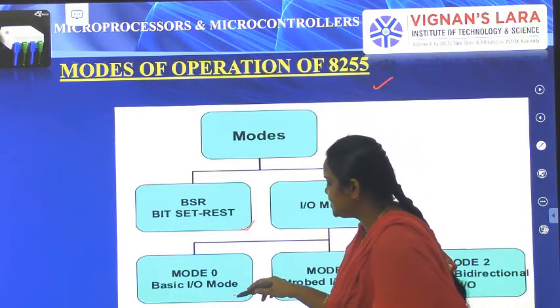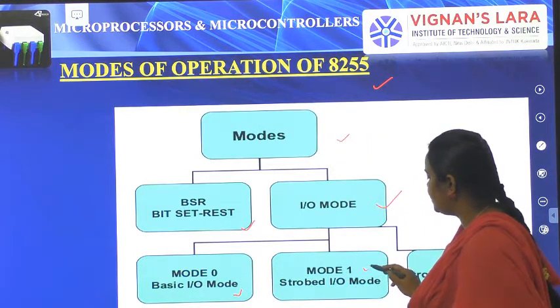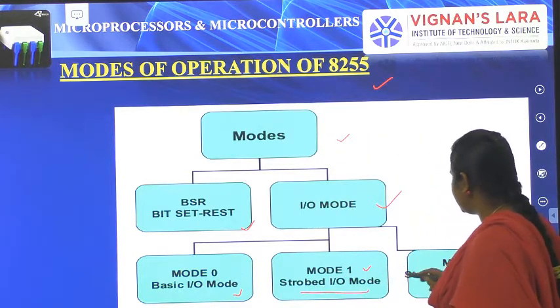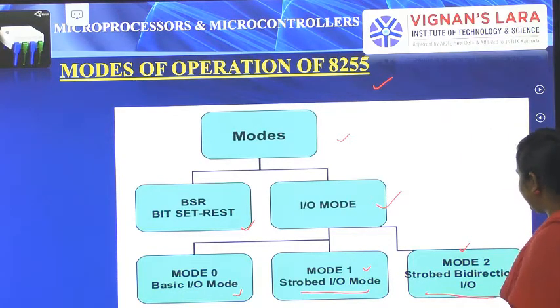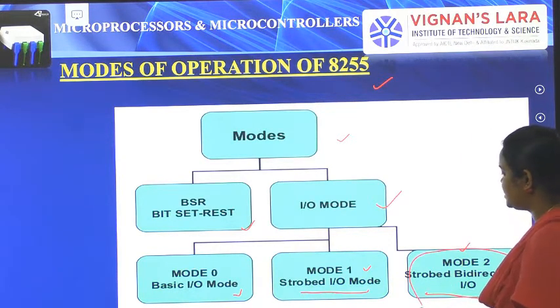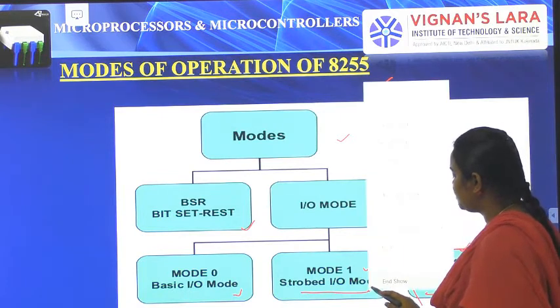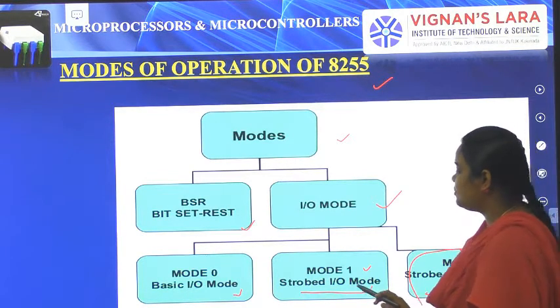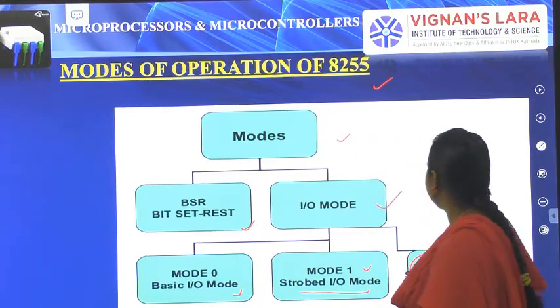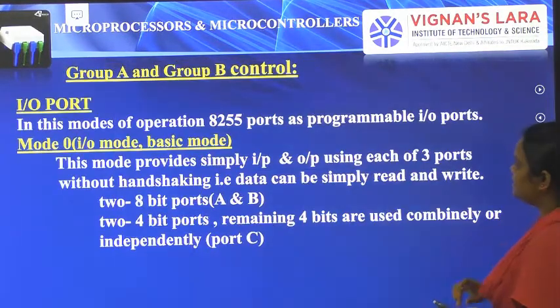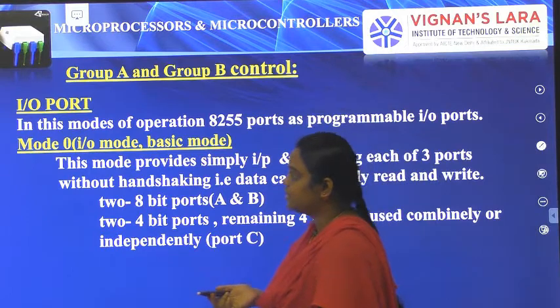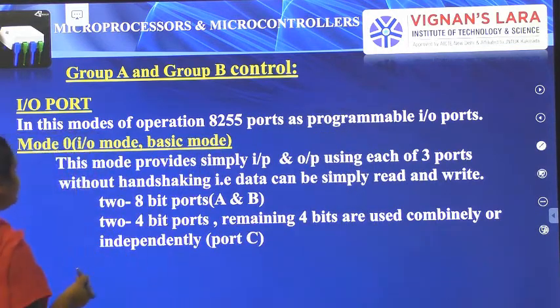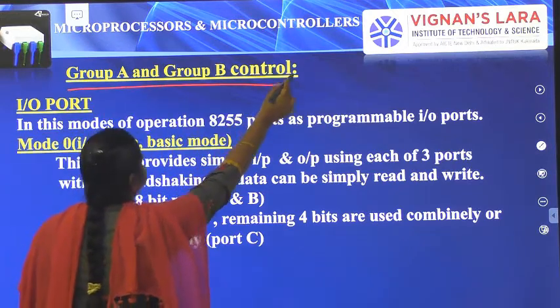Mode 0, basic input and output. Mode 1, strobed input and output. Mode 2, strobed bidirectional input output. That is, strobed input and output, bidirectional input and output, and basic input and output. Coming to these operations, we have an input output port. In this mode, group A and group B control.